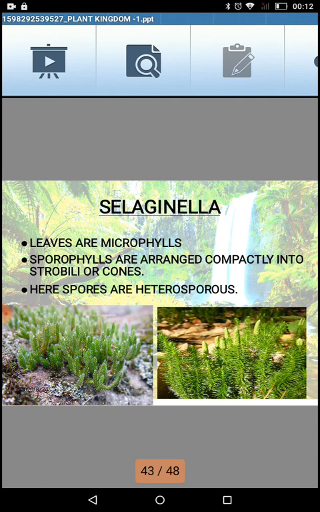Here the spores are heterosporous. Heterosporous means that once the spores are released from the sporangia, there will not be only one type of spore, there will be two types of spores. So they are heterosporous in nature, whereas many plants among the pteridophytes are homosporous in nature. Why homosporous? Because they have the same type of spores. But in Selaginella, two different types of spores will be formed. So heterosporous in nature.